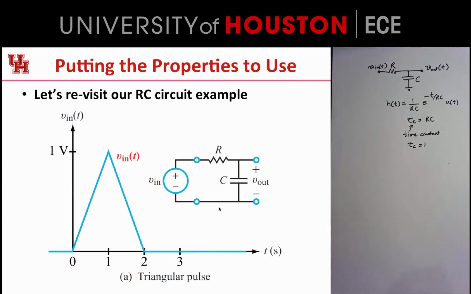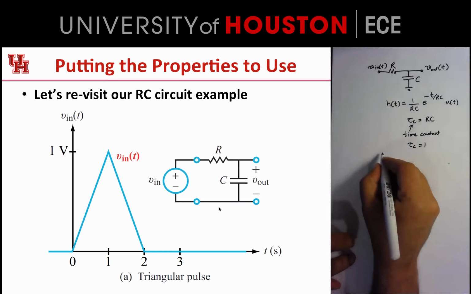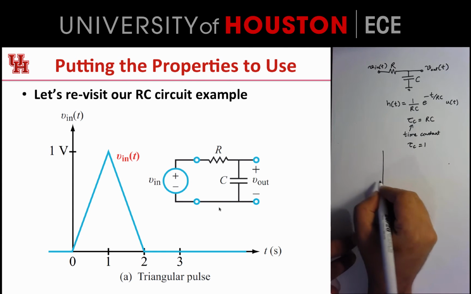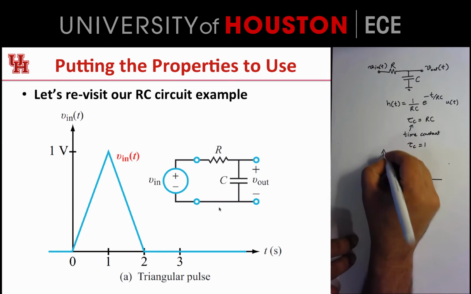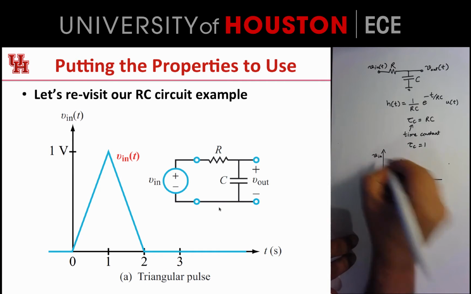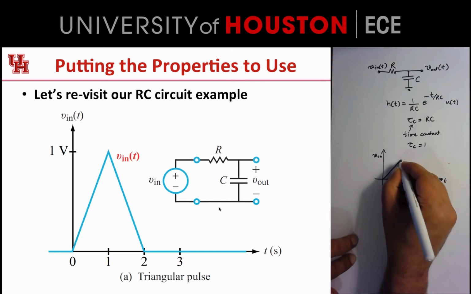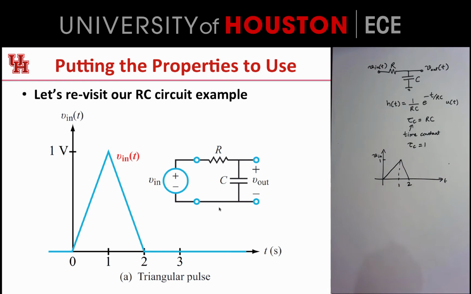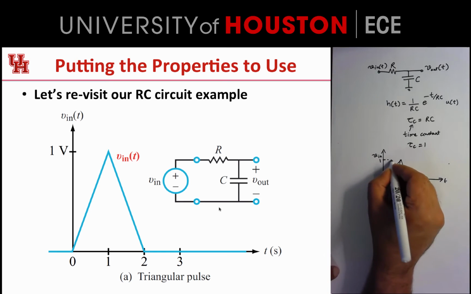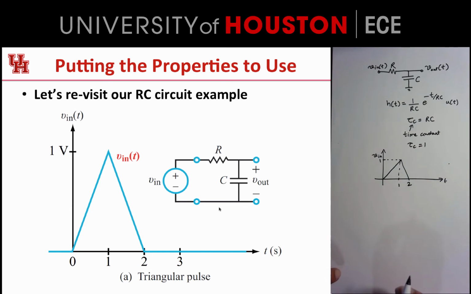So to keep things simple, let's try to figure out the response of the circuit to an input voltage in the shape of a triangle, like that. So V input as a function of time kind of looks like this. The output goes up to 1, and then falls down like that.